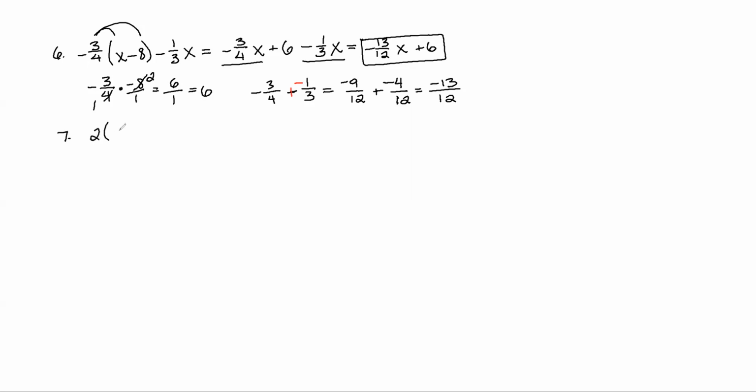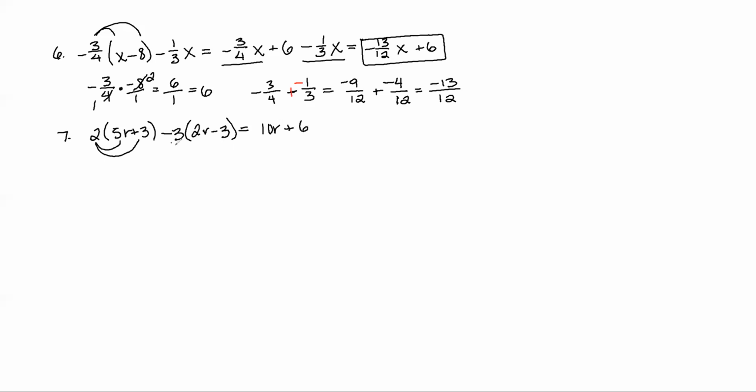2(5r + 3) - 3(2r - 3). Now this last one's really important as far as signs is concerned. This first one's not too bad. We just need to distribute this 2 into 5r and 3. So 2 times 5r is 10r. 2 times 3 is 6, positive, so plus 6.